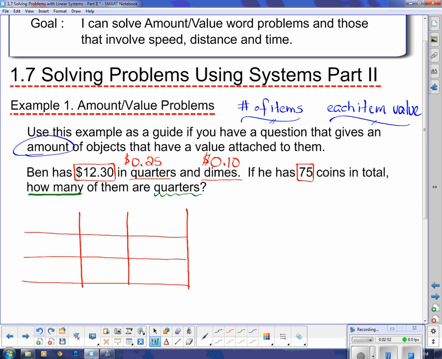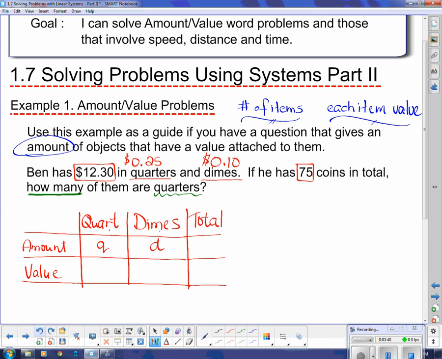So I'm going to set up this problem. And the neat thing about amount value problems is that you always have an amount and a value. And across the top are usually the two things that have an amount and a value. In this case, quarters and dimes. And then quite often, there will be a total. So usually we have the two things across the top that are our unknowns, and we are going to declare the amount of quarters and the amount of dimes to be our variables. So we got quarters and we got dimes.